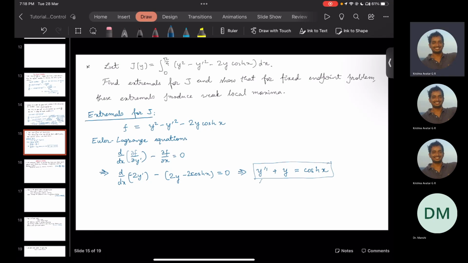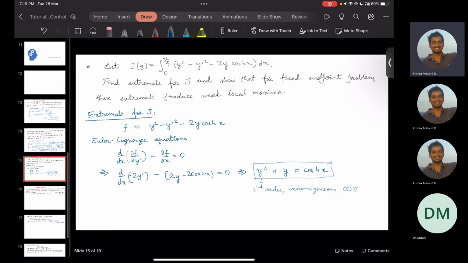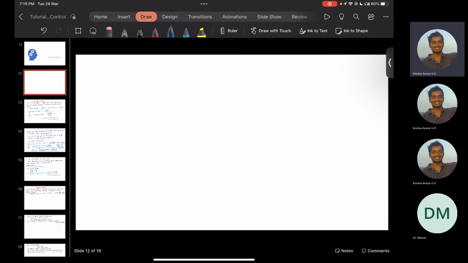Now what you see is this equation is a second order ODE, and it's also a second order inhomogeneous or non-homogeneous equation. It's a second order inhomogeneous ODE, right? So you know the drill, right? That to determine the solution, we need to determine its particular and the homogeneous equation. So I'll just move to a new slide.